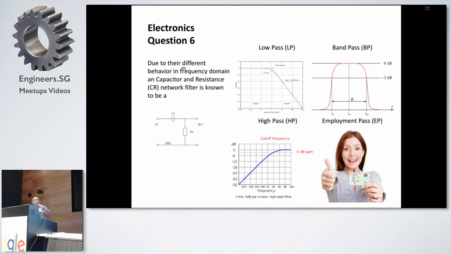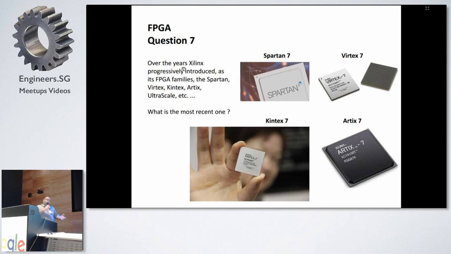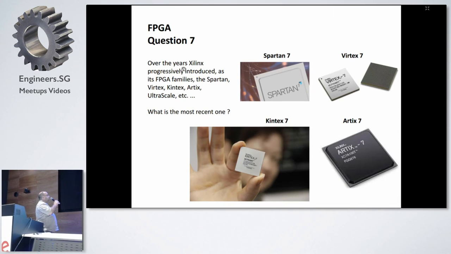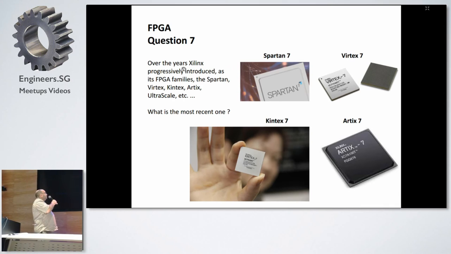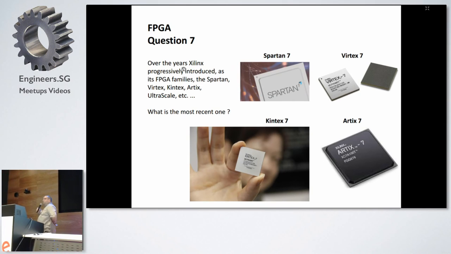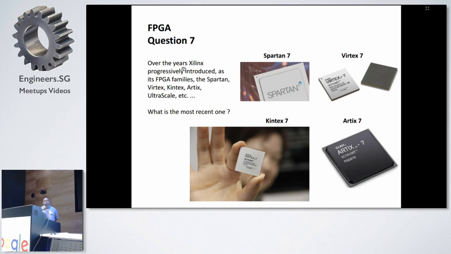Okay. Question number seven. FPGA again. So over the years, Xilinx progressively introduced its family of FPGA: the Spartan, the Virtex, the Kintex, the Artix, and now the UltraScale. So, which one of these, Spartan 7, Virtex 7, Kintex 7, or Artix 7, is the most recent? And this one actually has a very good link to IoT, because it's a family of FPGA which is supposed to be low power, not so much processing, but more low power. So they are sort of targeting the IoT market or business.